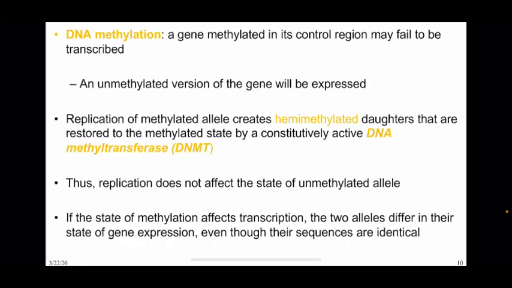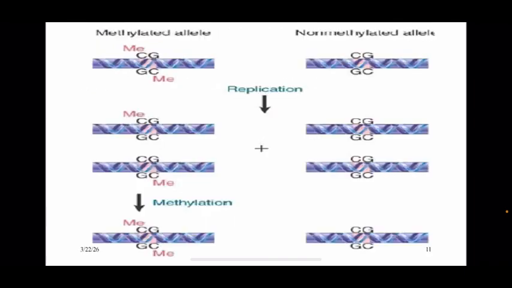So replication does not affect the state of unmethylated allele. You realize in this structure you had an allele like this, right? It had a methyl group here, a methyl group here. After replication, it will have, where is it? Oh, it's not showing well. Yes, so you have this allele with two methyl groups, right? But after replication, it now forms two daughter cells, each one with a single methyl group instead of two methyl groups. So now the lost methyl groups have to be restored, right?